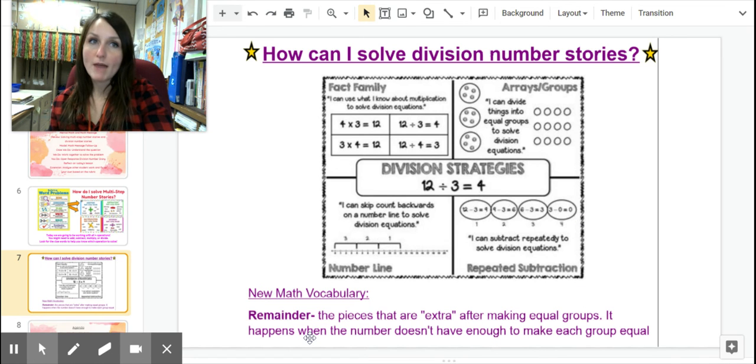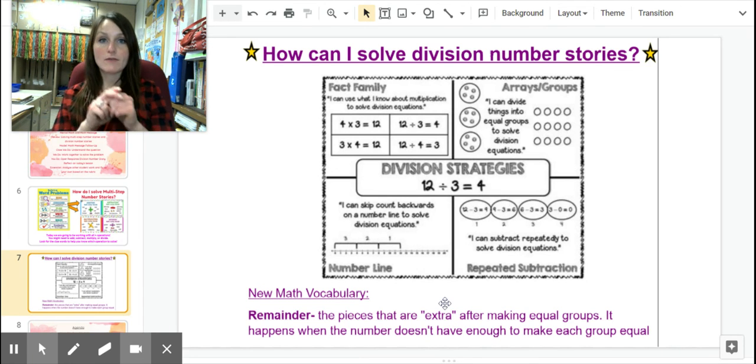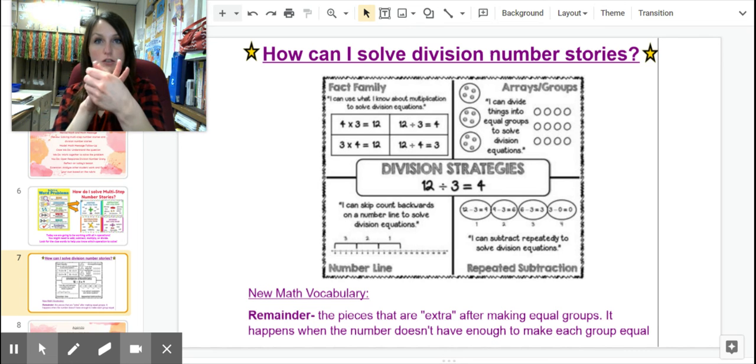Our new math vocabulary is remainder. We've talked about it before, but this is something that we might have forgotten. So a remainder means that there are pieces that are extra. Think about the odd number. When you had even numbers, you had the number 4, you had 2 and 2. But then if you had the number 3, you had 2 and 1. You had that remainder, that leftover, that extra piece.